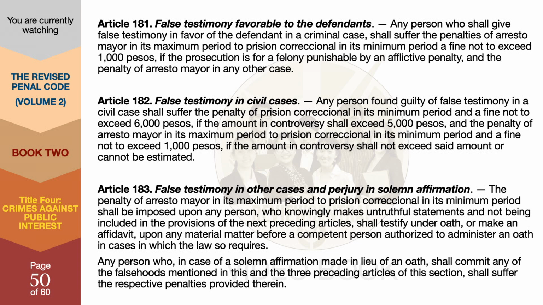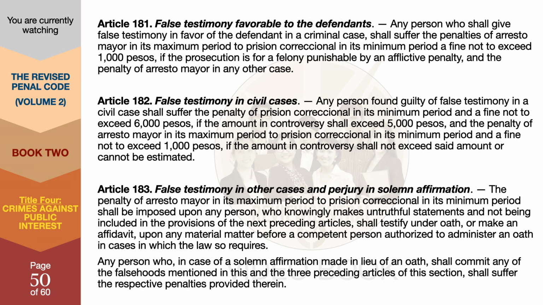Article 182. False testimony in civil cases. Any person found guilty of false testimony in a civil case shall suffer the penalty of prisión correccional in its minimum period and a fine not to exceed 6,000 pesos, if the amount in controversy shall exceed 5,000 pesos, and the penalty of arresto mayor in its maximum period to prisión correccional in its minimum period and a fine not to exceed 1,000 pesos, if the amount in controversy shall not exceed said amount or cannot be estimated.